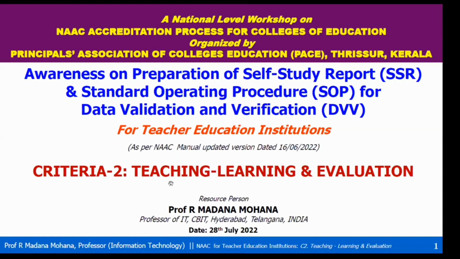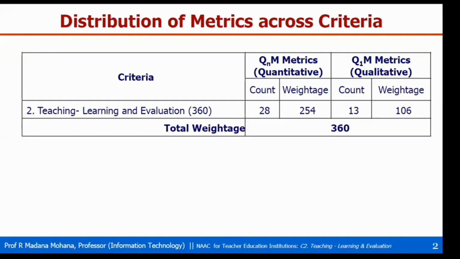I have collected the information especially from the manual related to teacher education institutions. This manual was updated on 16th June 2020. It's the latest manual. Criteria 2 mainly consists of 2 types of metrics. In every criteria, the metrics are divided into 2 types: one is quantitative metric, another is qualitative metric.